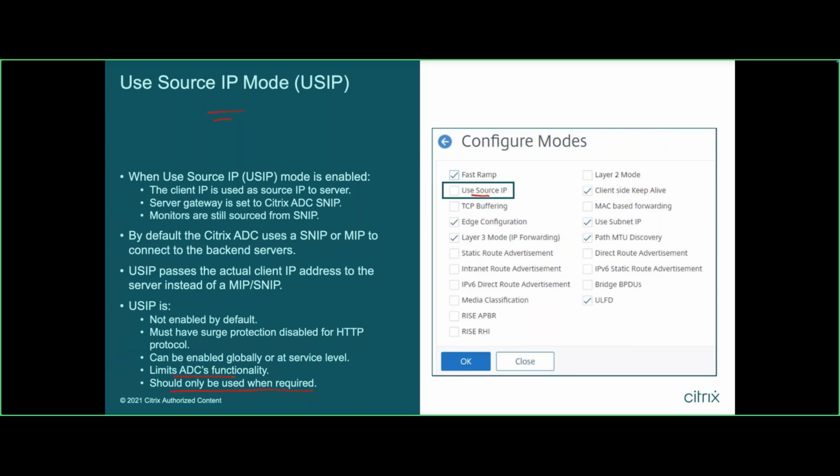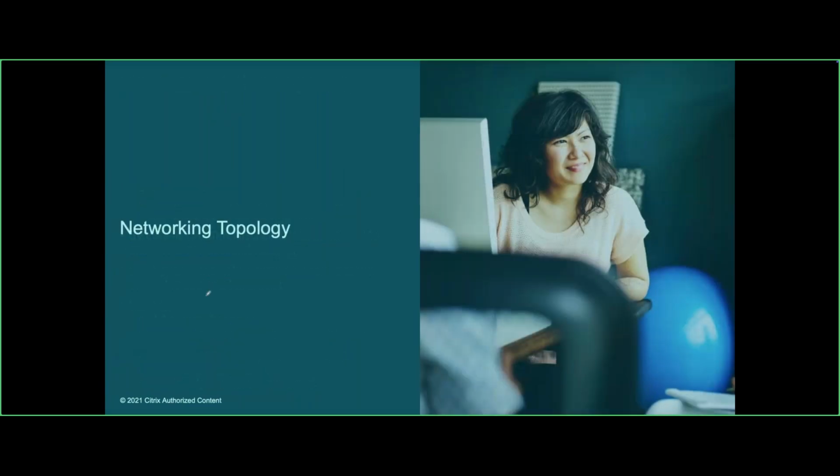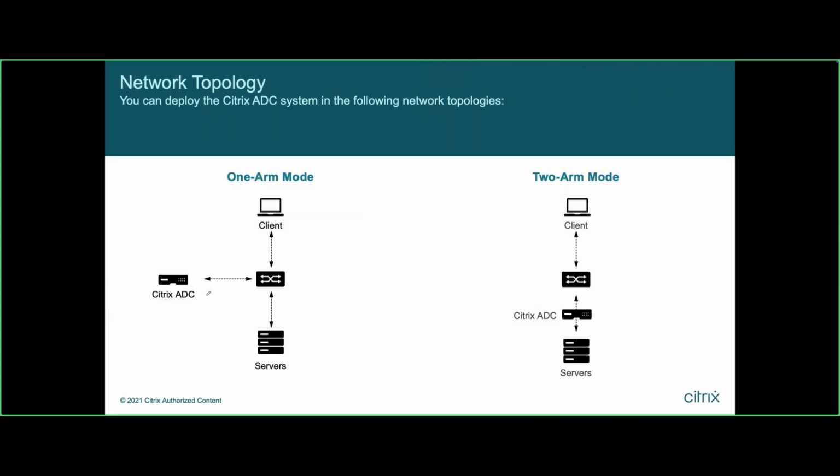And then you can decide which topology you are using. This is one arm. We normally use two arm. Basically, the client forwards via the switch to the ADC. The ADC does all the policies and sends it to the server. The server will respond back to the ADC. The ADC will evaluate, do all the policies, and forward that to the switch, and from the switch to the client. This is two arm, and normally we use this in all our data centers.